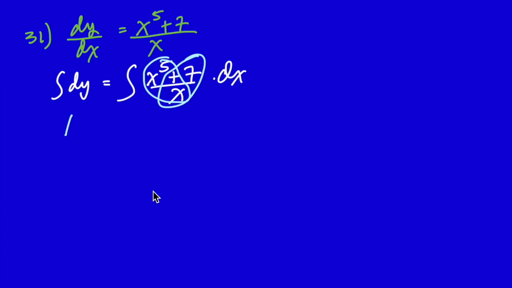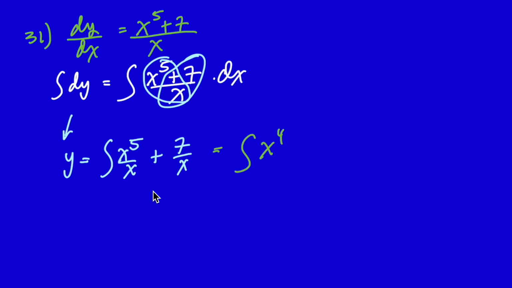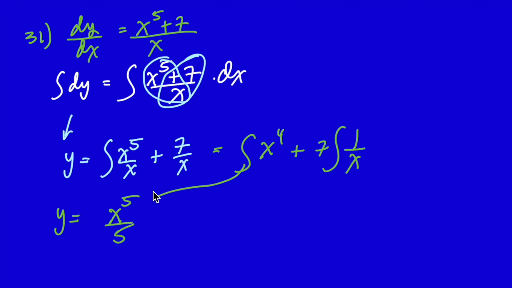take advantage of that. On the left, we're going to have y. On the right, we're going to have x to the fifth over x plus 7 over x. Now, you would get the same result if you did long division. All right, so here we're going to be integrating the x to the fourth, and then we're going to have plus 7 times the integral of 1 over x. So this is going to be y equals x to the fifth over 5, that's that integral, plus 7 ln absolute value of x plus c.